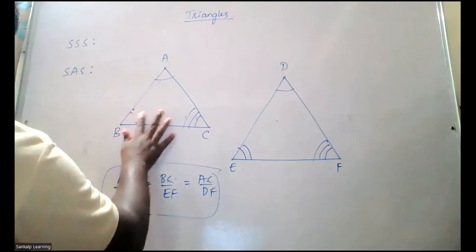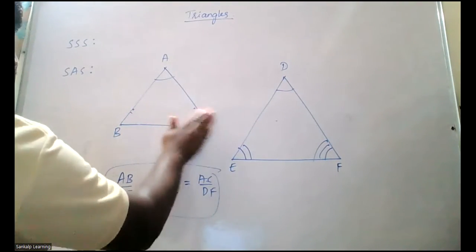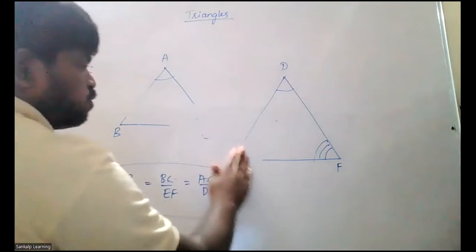Now what is SAS? The SAS criteria is that one angle should be equal.